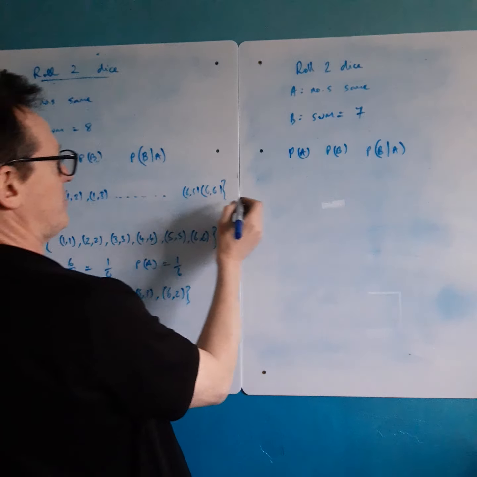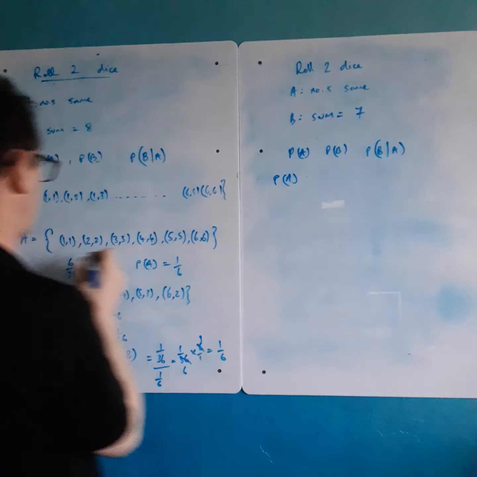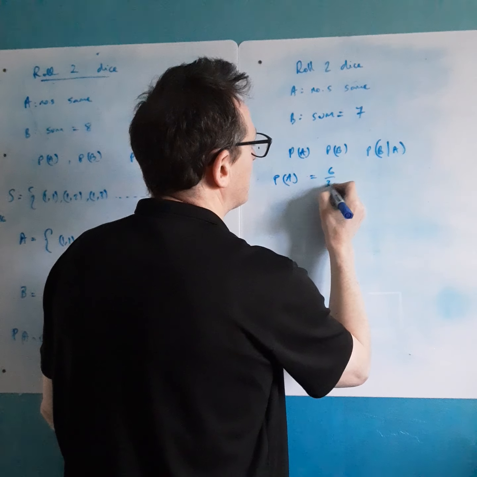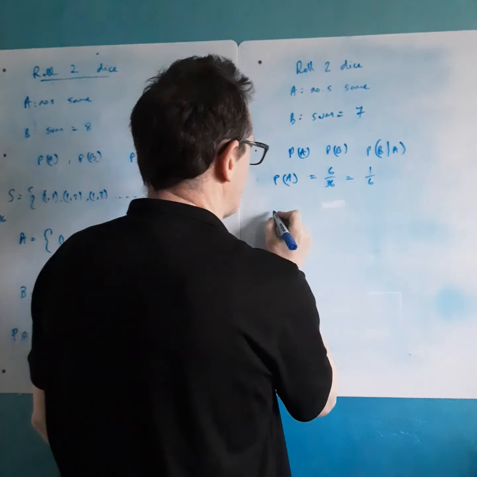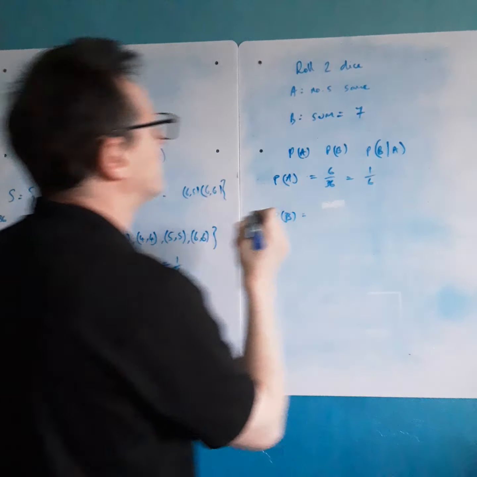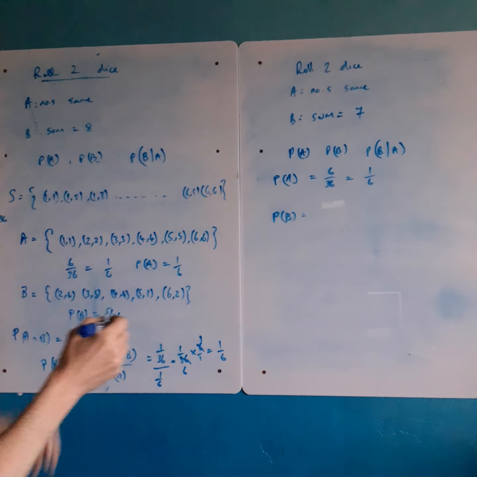Okay, the second version of this question is A's the numbers are the same. That's very similar to the first question. So the probability of A is this set here, 1, 2, 3, 4, 5, 6. So it's 6 out of 36, or 1 in 6. The probability of B is slightly different in this question. Okay, so the sum here is 7. The last one was 8, so the sum is 7.